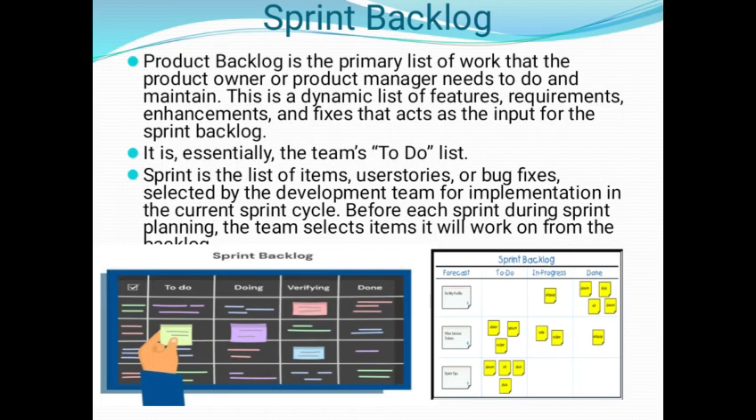Next, backlog. There are two types of backlog: one is the sprint backlog, another one is the product backlog. The product backlog is the primary list of work that the product owner or product manager needs to do and maintain. This is a dynamic list of features, requirements, enhancements, and fixes that act as the input for the sprint backlog. It is essentially a to-do list. The sprint backlog is the list of items, that means user stories or bug fixes, selected by the development team for implementation in the current sprint cycle.